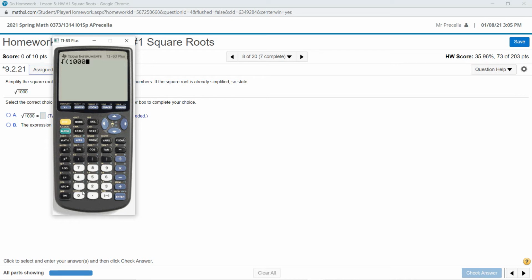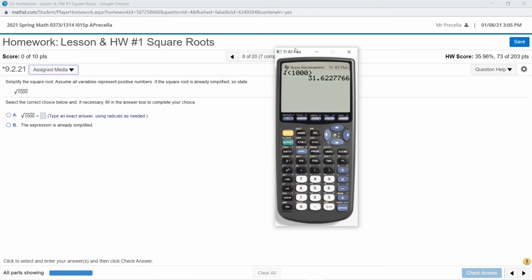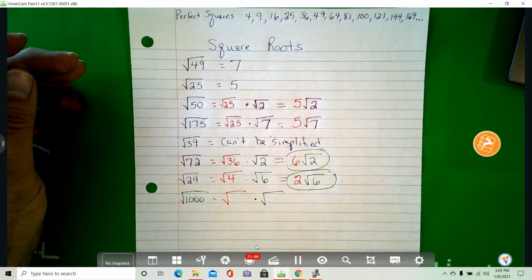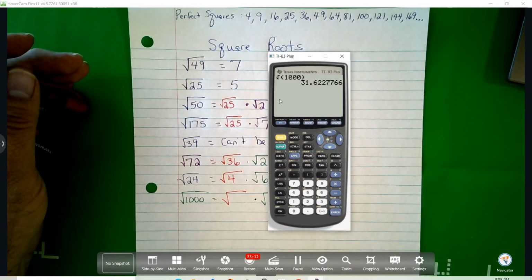You'll notice I'm being very sloppy. I'm not closing the parentheses. I probably should. Because in some calculators, if you don't close those parentheses, it'll give you an error or a wrong answer. So there. So the square root of 1,000 is some big decimal number. That's called an irrational number. So we are going to ask ourselves, which perfect square, what's the biggest perfect square that divides evenly into 1,000?